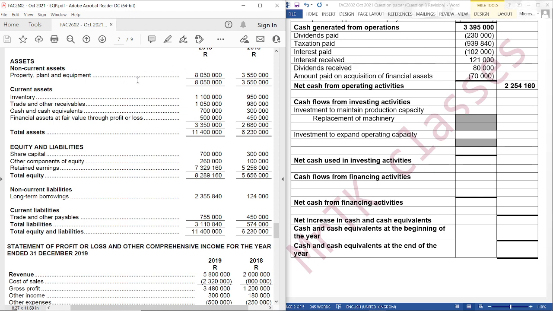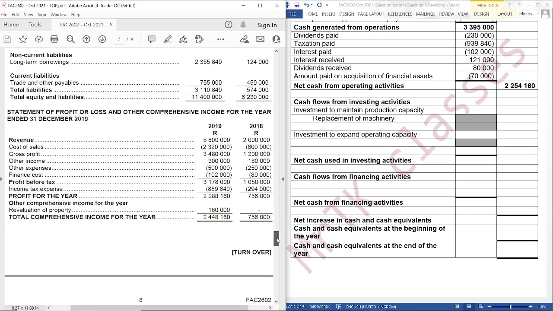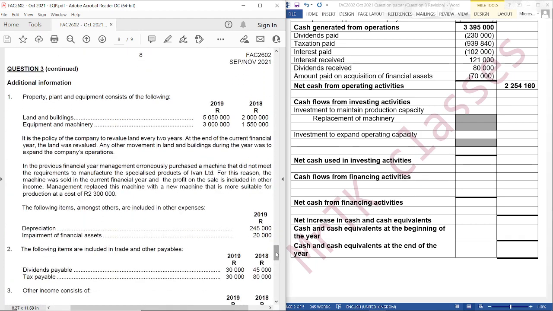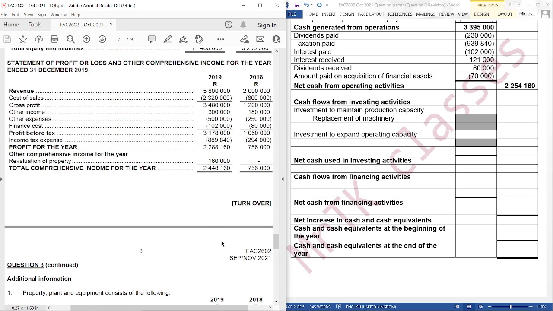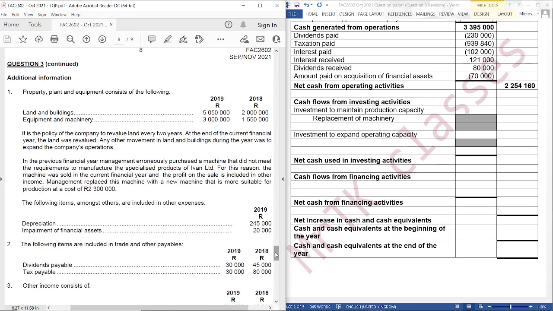these are our non-current assets. We just have one thing there, property, plant and equipment. Let's see, there might be a breakdown of that. Yes. Okay, property, plant and equipment consists of the following. We have land and buildings, right? We have equipment and machinery. Okay, it is the policy of the company to revalue land every 2 years. At the end of the current financial year, the land was revalued. That's why we can see this revaluation here, 160,000 revaluation surplus, right? Okay.